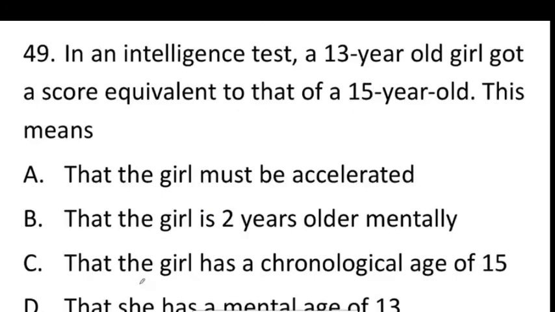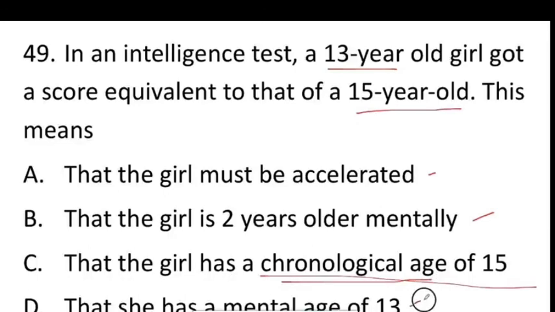In an intelligence test, a 13-year-old girl got a score equivalent to that of a 15-year-old. This means, so yung age ng bata is 13 years. Okay? Ang nakuha niyang equivalent is that of a 15-year-old. Should it mean that the girl must be accelerated? That the girl is 2 years older mentally? The girl has a chronological age of 15. Again, chronological age is the actual age. Letter D, that she has a mental age of 13. Okay? So, sinasabi sa ating question, 13 years old ang bata, pero yung score niya, ang nakuha niyang score ay equivalent to that of a 15-year-old child.